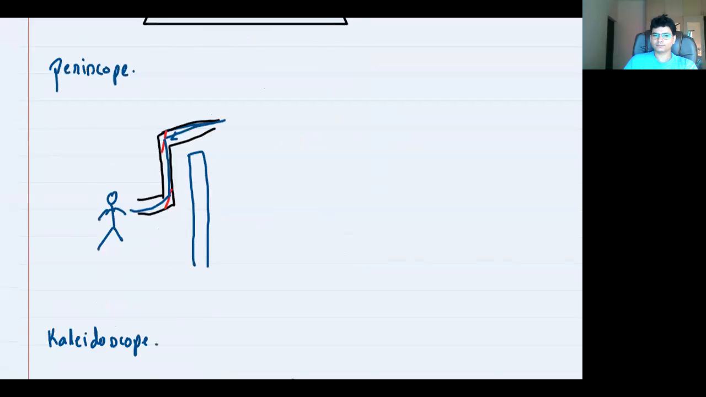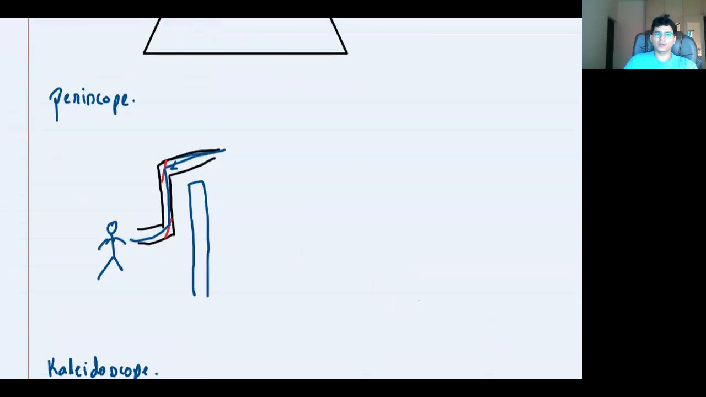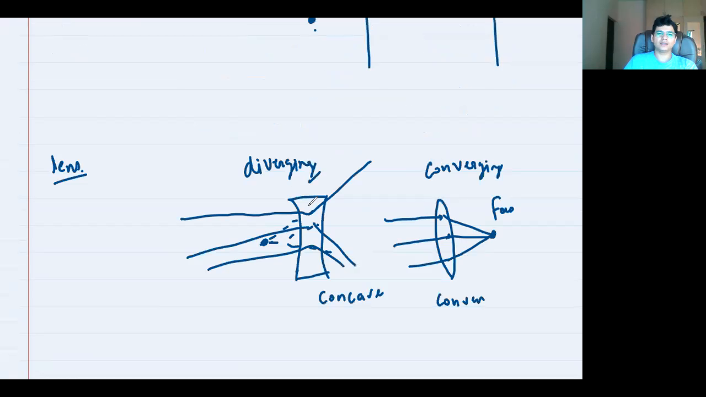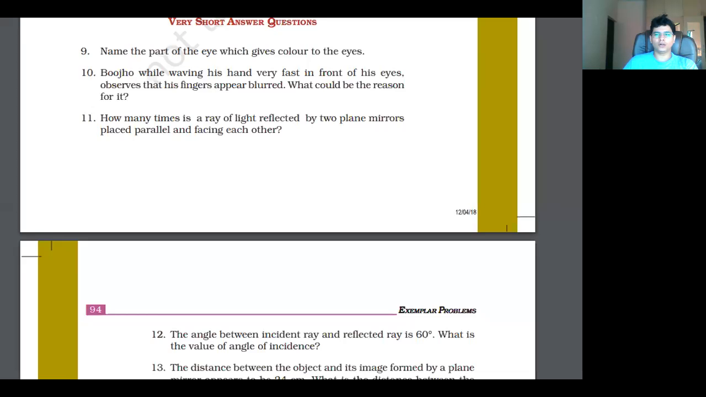Then we talked about the periscope and kaleidoscope. I hope all of you remember them. And then lenses. We have two types of lenses, concave and convex. That is something we will study in higher classes. I hope all of you understood all the concepts that we have studied.